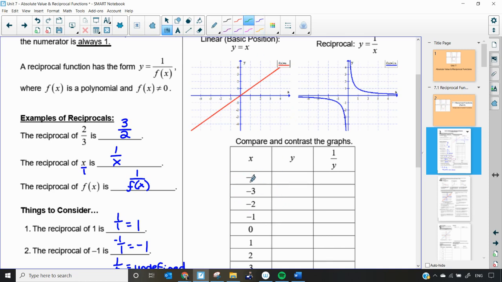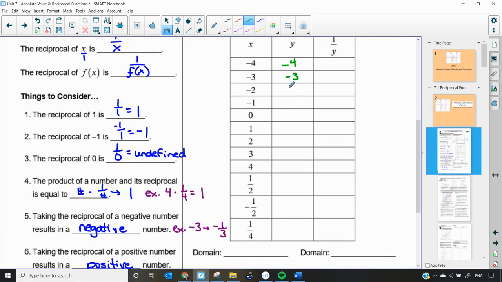So taking a look at these, if I have x equals -4, so if I look on the graph when x equals -4, that point on the graph is -4. And at -3, my point is at -3, and so on. So I'm just going to fill in this table of values. We would have -4, -3, -2, -1, 0, 1, 2, 3, 4.